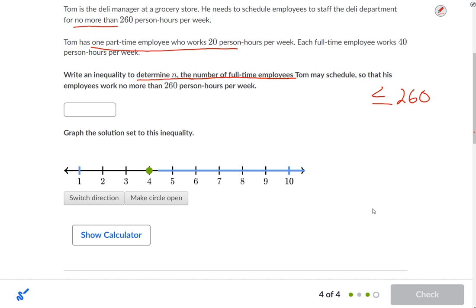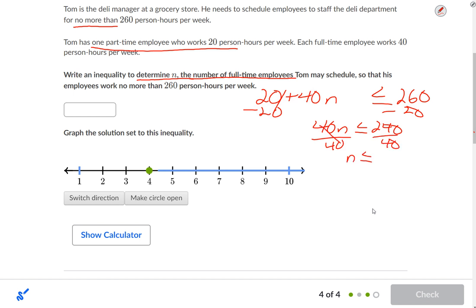One person working 20 hours. How many hours is going to come from that one person? 20. Plus, how many for full-time? 40 hours, and then n is the number of people. So now just solve: minus 20, 40n less than or equal to 240, divided by 40. And remember, here we're counting people, so if you get a decimal, either you're going to be a really short person or you're doing something wrong. So n less than or equal to 6.